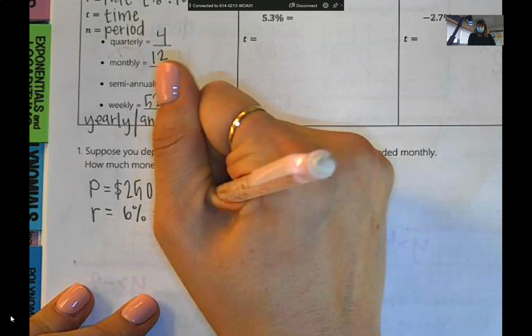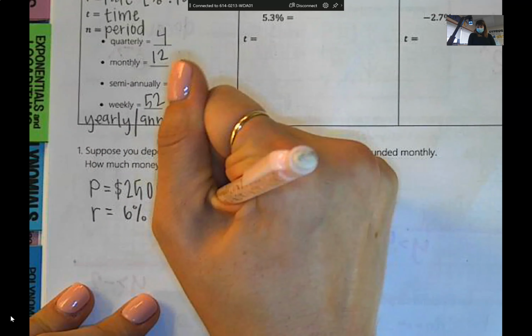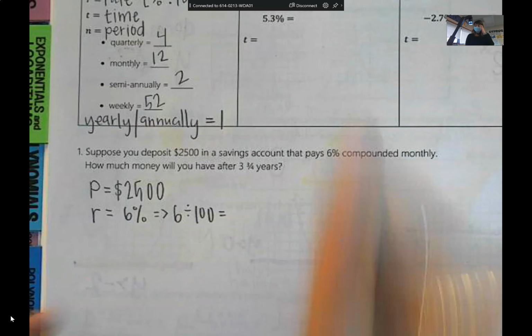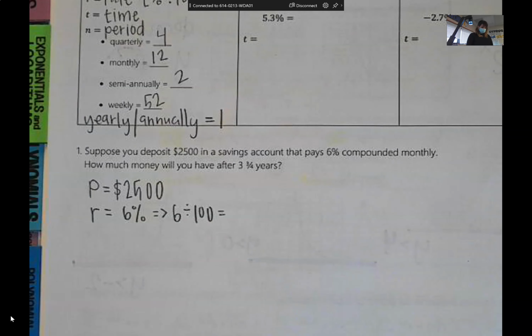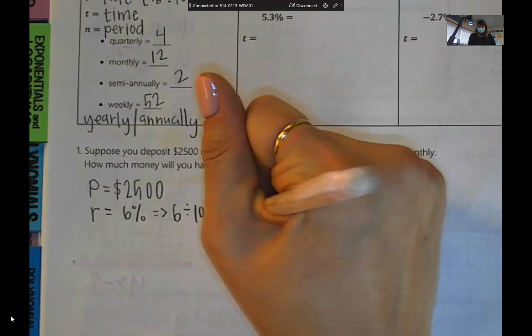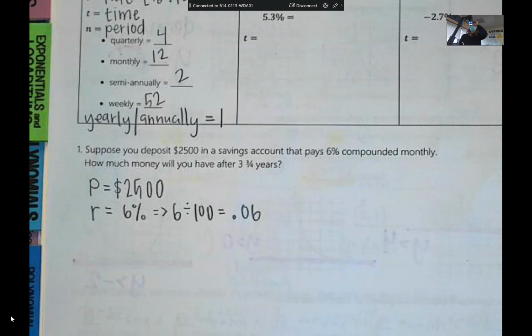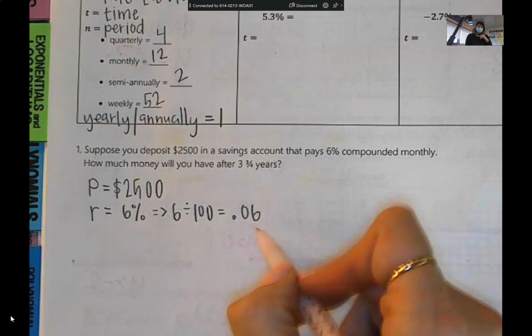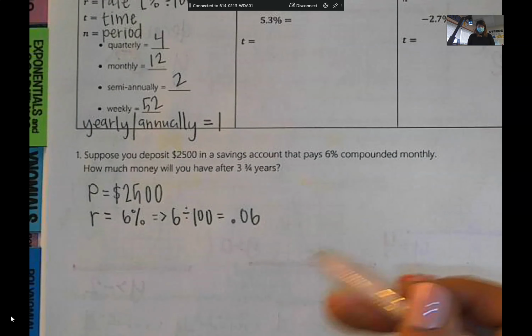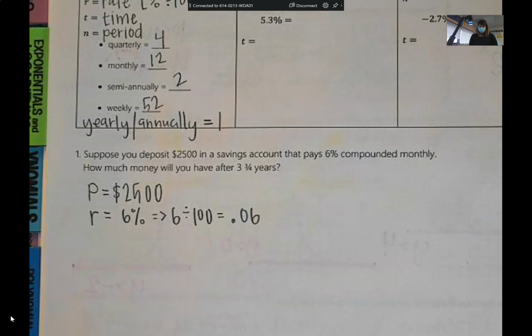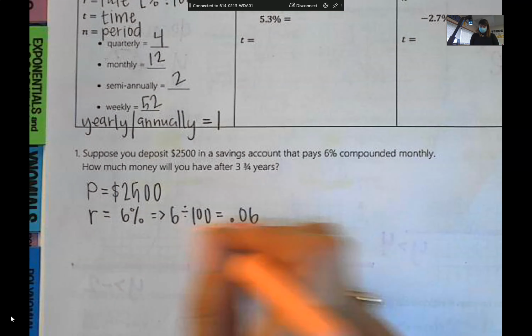So you need to type in 6 divided by 100 to whatever calculator you use. 6 divided by 100. I'm getting 0.06. You have to use a decimal there. I'm going to underline that because it's important. This has to be a decimal.